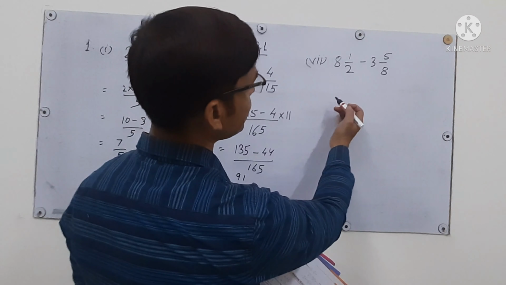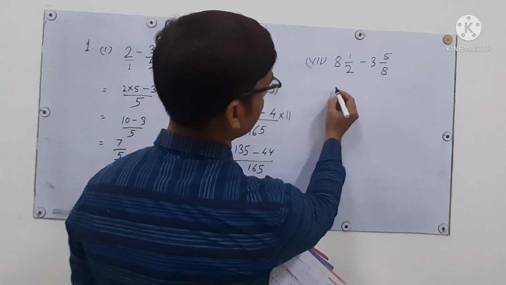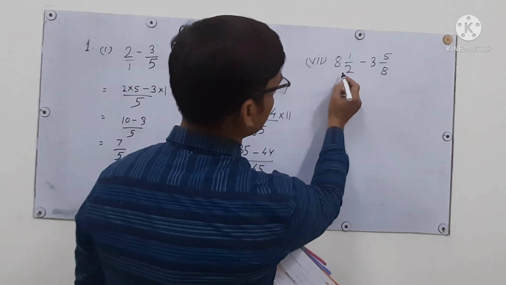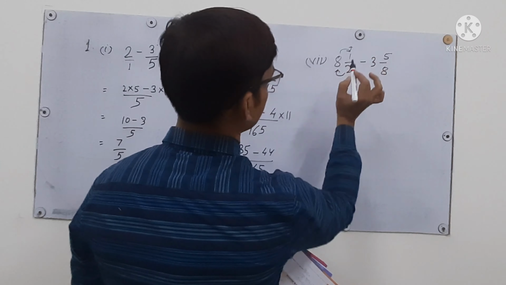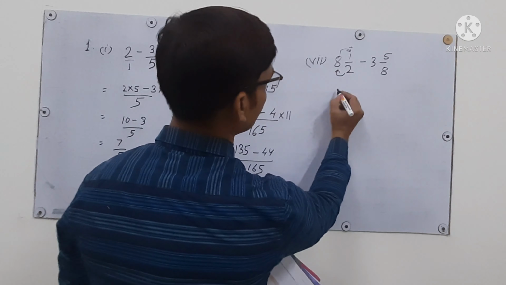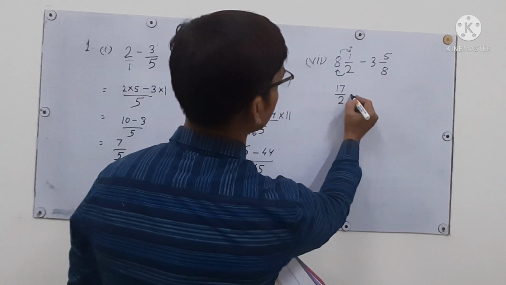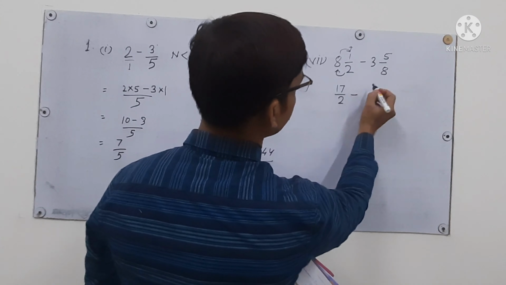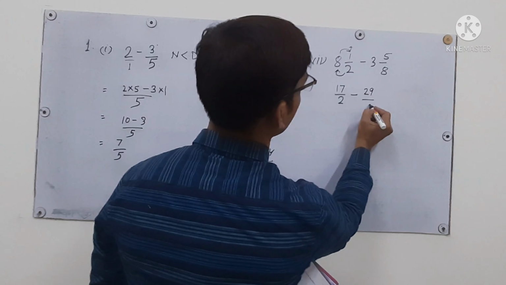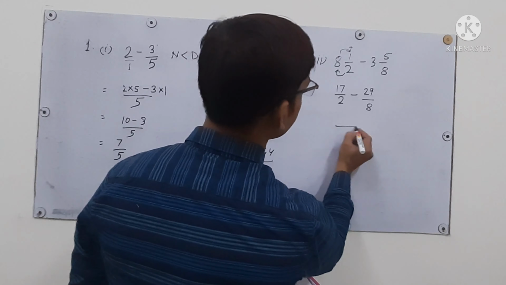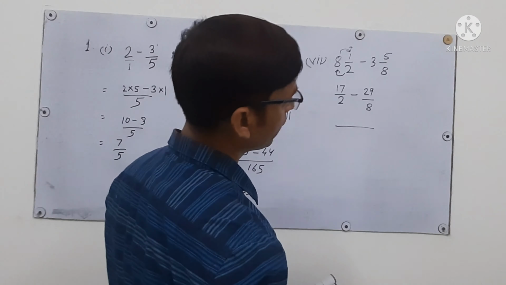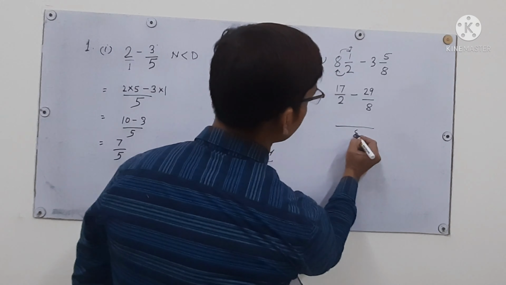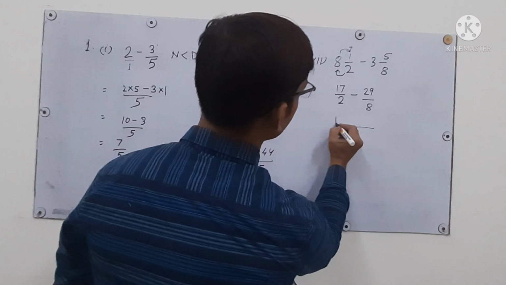First of all we will convert these mixed fractions. We will first multiply, and then add the number. So it will be 17/2 and 29/8. Now we will take the LCM. What will be the LCM of 2 and 8? Yes, correct, it will be 8. Now we will solve it.